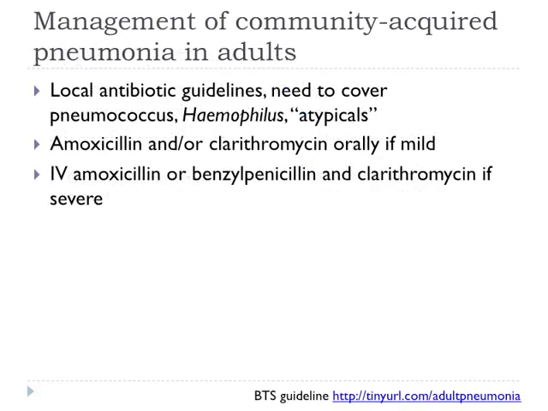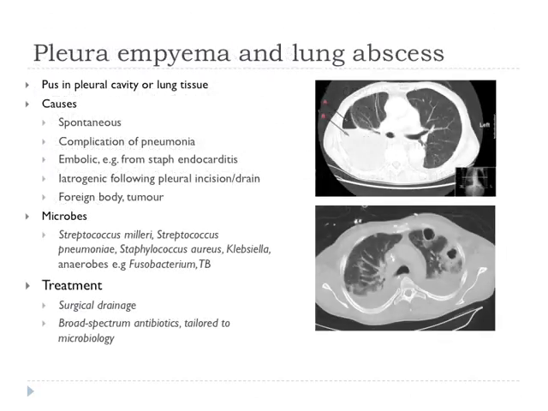Okay, so in terms of management of pneumonia in adults, there are local guidelines, and we need to cover pneumococcus, Haemophilus sometimes as well, particularly if we've got patients with underlying things like COPD, and the atypicals, and these are typically what we would give, but there are detailed guidelines if you want them.